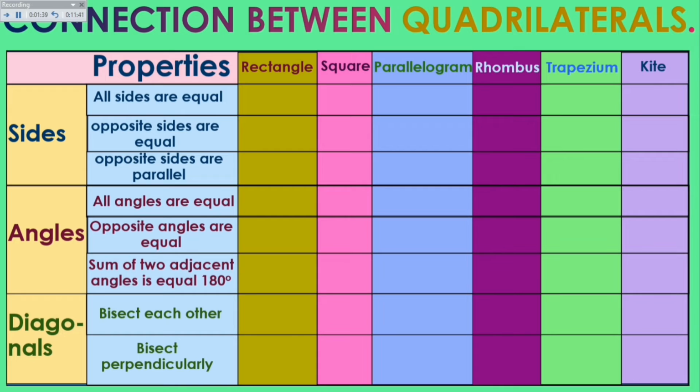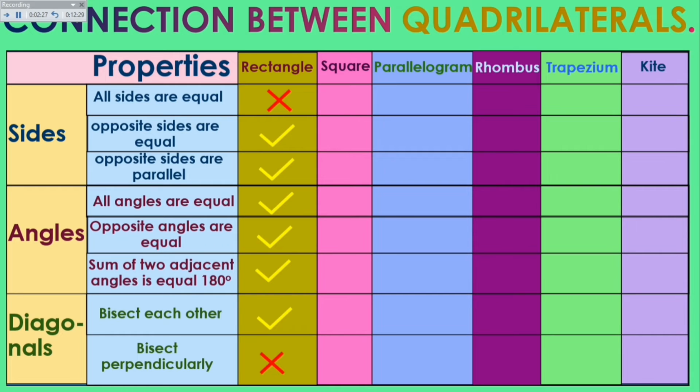Now, are all the sides equal in a rectangle? Of course, no. Are opposite sides equal? Yes. Are opposite sides parallel? Yes. Are all angles equal? Of course, yes. They are equal to 90 degrees. Opposite angles, are they equal? Of course, yes. The sum of two adjacent angles, are they equal to 180 degrees? Of course, yes. Do the diagonals bisect each other? Yes. But do they bisect each other perpendicularly? Of course, no.